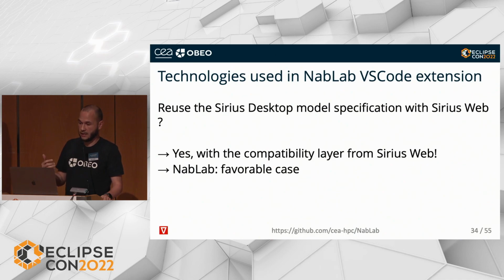Okay, so now we have a super editor in VSCode with tooling, but how about the diagram view? The Sirius desktop framework used in our RCP product relies on Eclipse UI and Eclipse GMF for its diagram views. We know that Sirius Web exists, but we would like to reuse the same Sirius desktop specification file, the ODesign file, if possible. So, is it possible to do that? Yes, it is possible with the compatibility layer from Sirius Web.